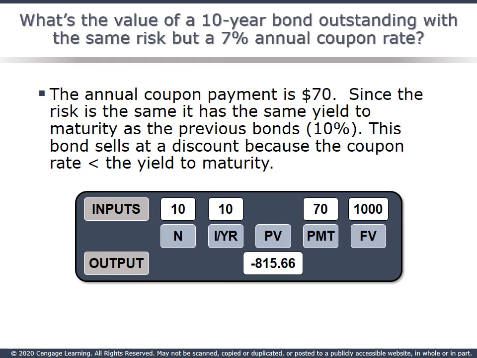Well, who would want this bond? Everybody else with the same burden of risk is receiving 10%. We're only getting 7%. The only way to make this bond attractive to investors with its lowly 7% is if we sell it at a discount. And sure enough, the price is below par value at $815.66.